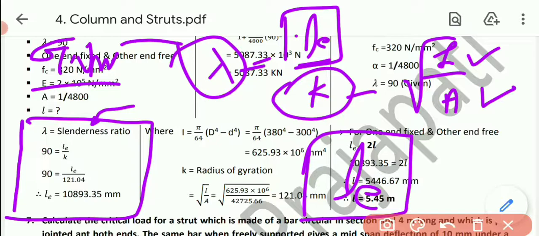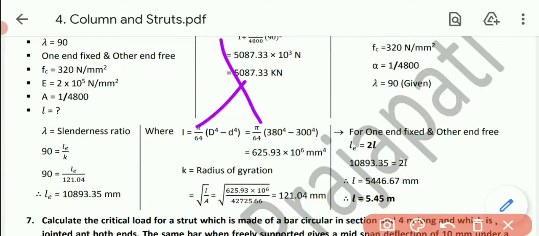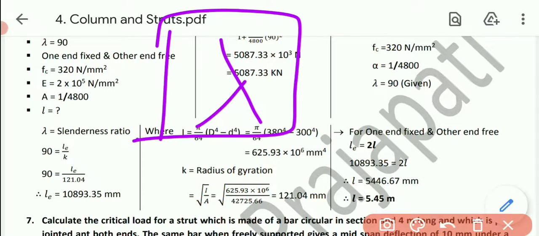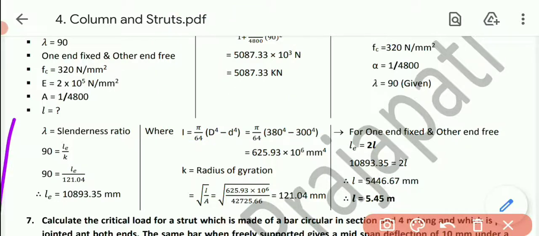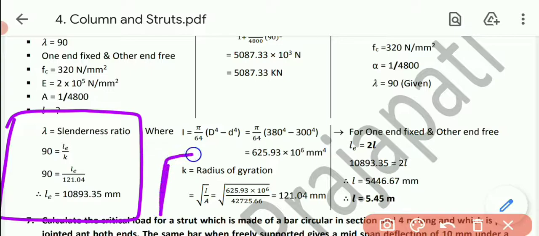See, whenever this kind of variable sum comes, a hint will definitely be there in the example. Okay, and our hint is only that, lambda. So let's start the sum using lambda's formula. Now lambda stands for LE by K. Right now I do not have the value of K, so first of all I need to calculate the value of K. K stands for root of I by A.